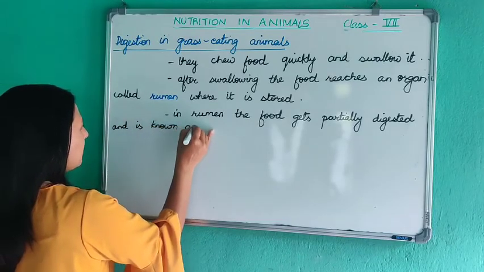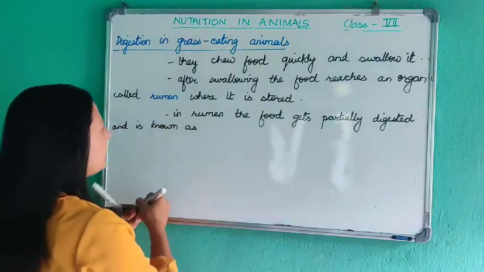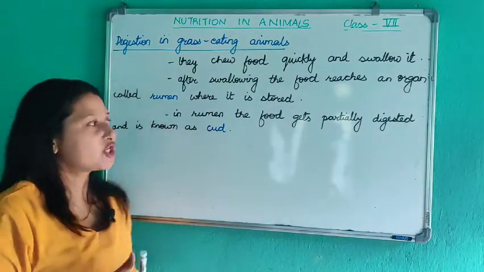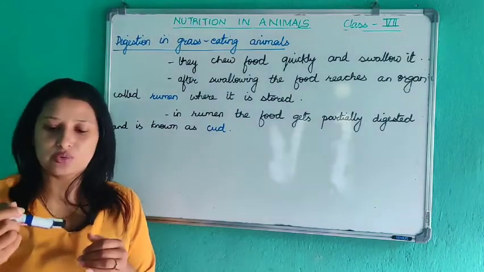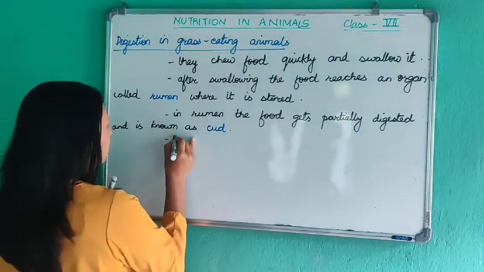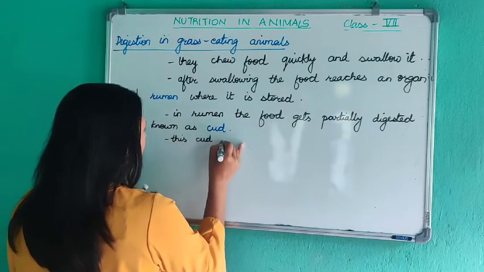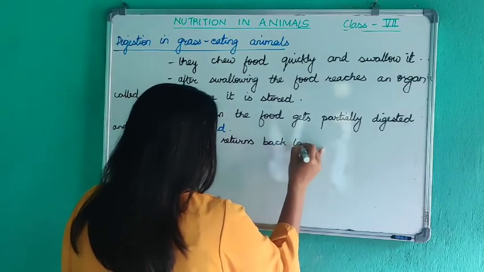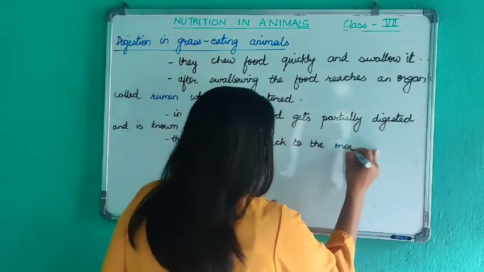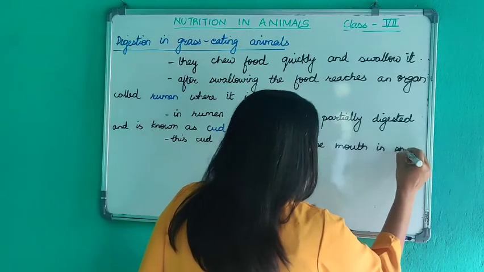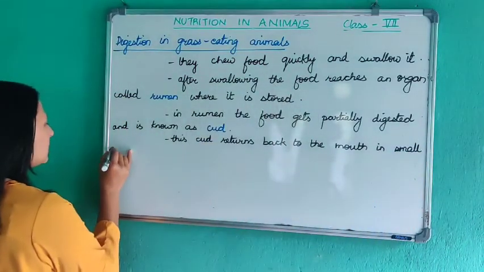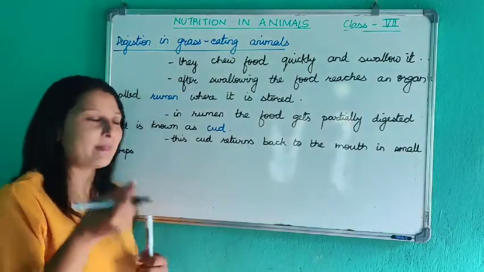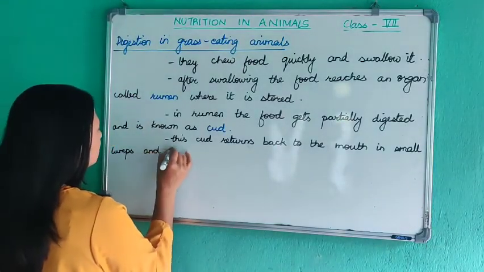So अब चाहिँ यसलाई food भनिँदैन, अब चाहिँ यसलाई cud भनिन्छ. Okay, rumen मा पुगेर अब partially अलिअलि digest हुन्छ, that is known as cud. Now this cud returns back to the mouth, in small lumps. So यो cud चाहिँ अब rumen बाट फेरि मुखमा back आउँछ and then the animal chews it.